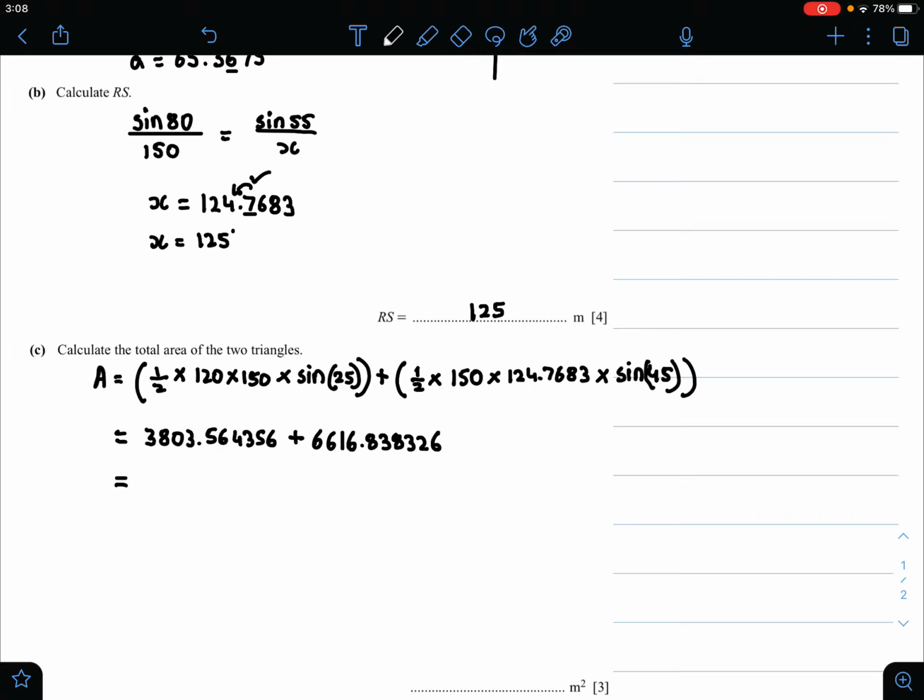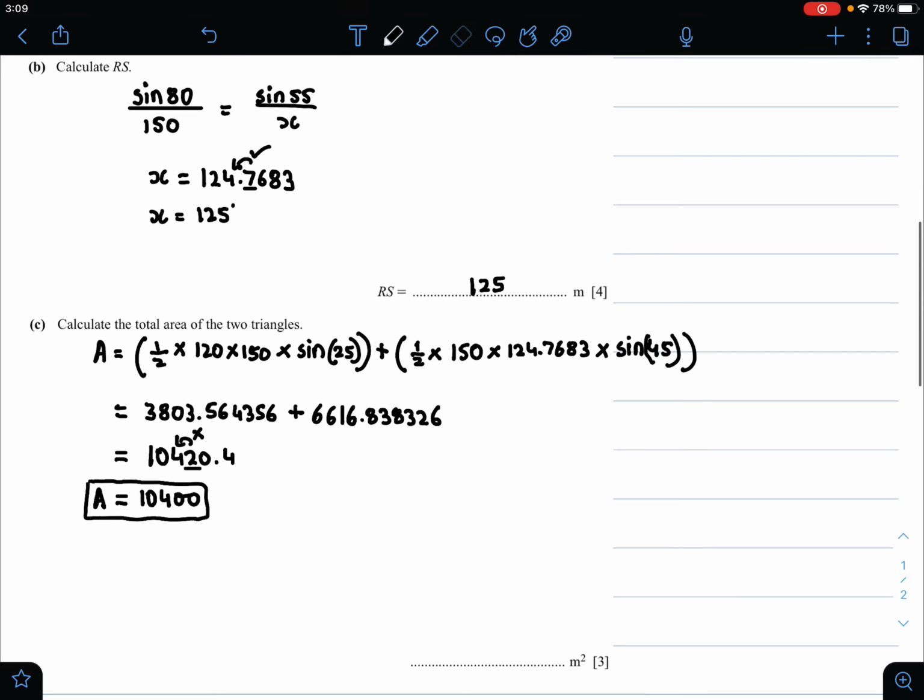So the final answer for part C would be 10,420.4. Now since you want your answer in three significant figures, you have to round this off to 10,400, because the fourth significant figure, which is 2 in this case, is less than 5. So it doesn't round off the 4 to the next number. So therefore your final answer for part C will be 10,400 meter square.